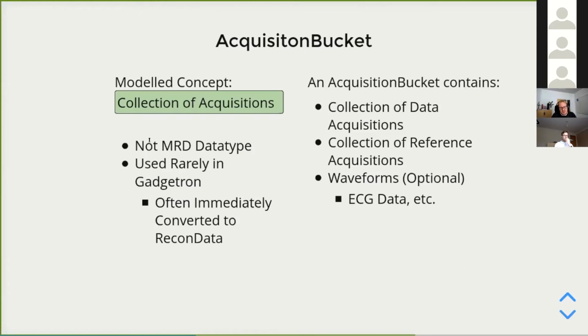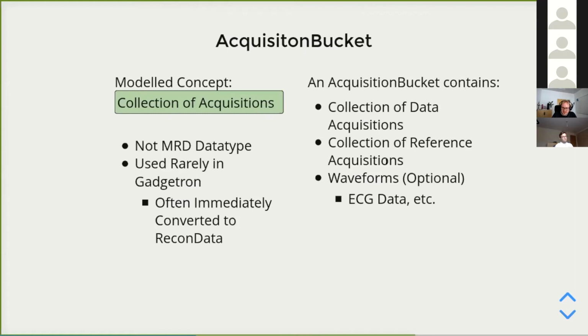In contrast to acquisition itself, the acquisition bucket data type is not an MRD data type. That means you can't, by default, send it to MRD clients, so your scanner won't understand it. It's also not easy to save in H5 files. It's a type that is used internally in Gadgetron. It will exist in the gadget chain between gadgets, but it will never be saved anywhere. It's an intermediate type. Very frequently, this type is immediately converted into recon data. That is the next step of our reconstruction as well, so we will get there in a second.